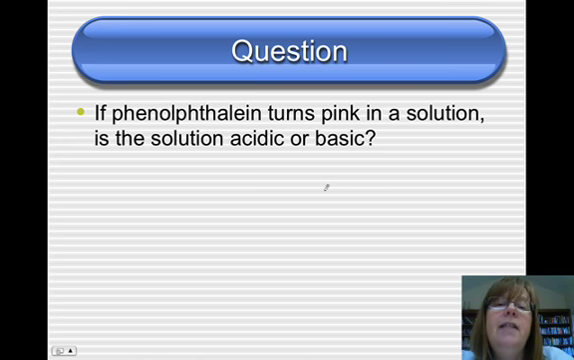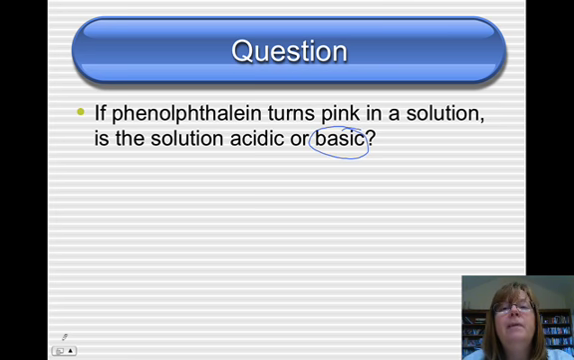All right. So also, I would like you to be able to answer a question like this. If phenolphthalein turns pink in a solution, is it acidic or basic? And based on that very last slide, you would say, well, it's basic because phenolphthalein is pink in a basic solution. You don't need to know those other indicators, but phenolphthalein is so common, I just want to make sure that you know that one.